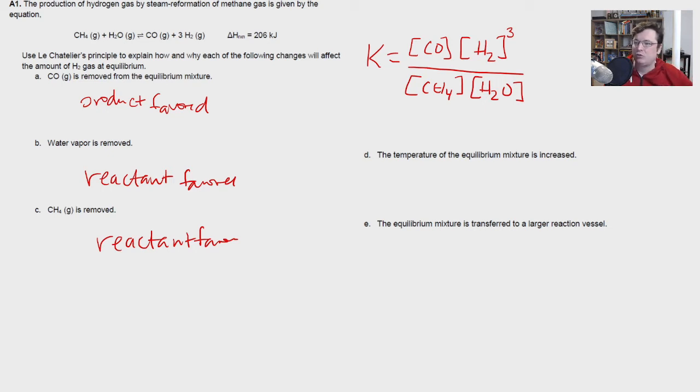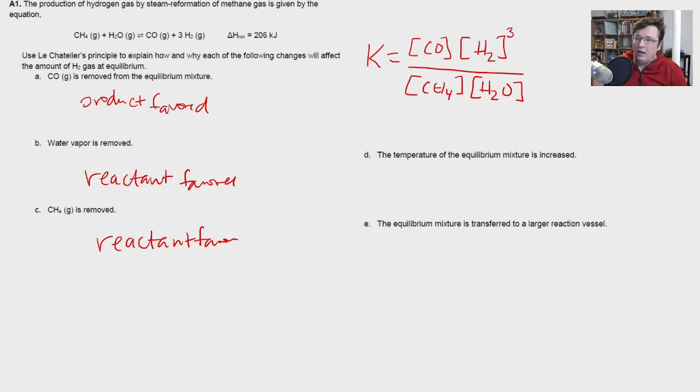D, the temperature of the equilibrium mixture is increased. So the next thing to think about is the expression delta G equals negative RT natural log K. So if T increases, then delta G becomes even more negative. And if delta G becomes even more negative in that scenario, then it's going to want to make more of the product. It's going to want to push that reaction forward even further.